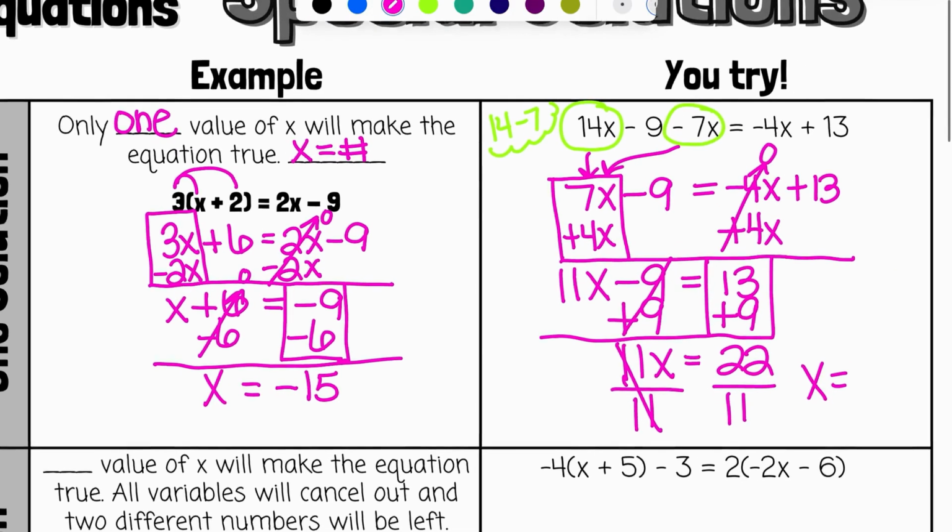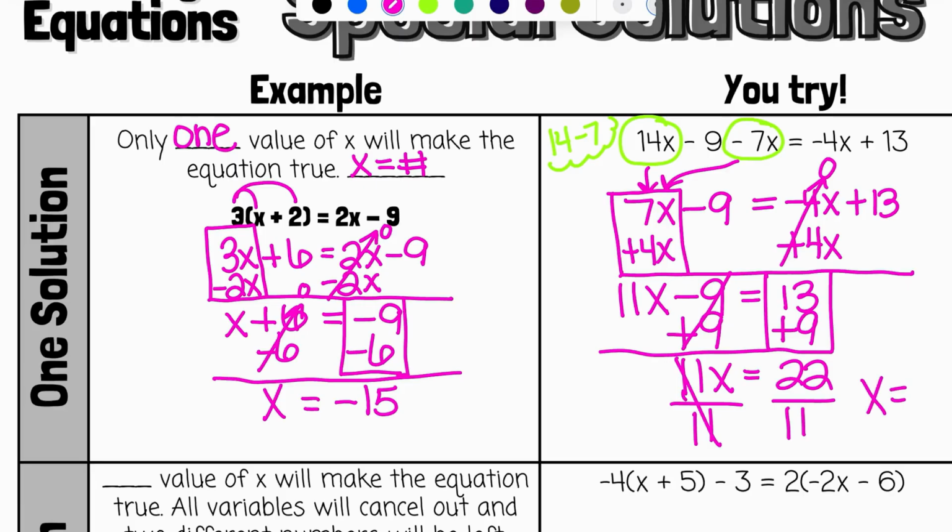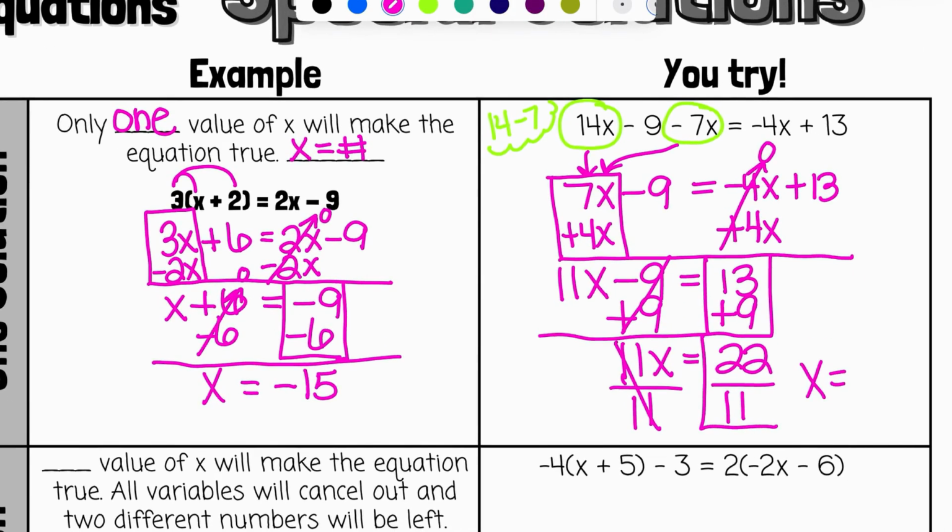11 divided by 11 gives me 1x, which is just x equals. And then calculate this box, 22 divided by 11 equals 2. So hopefully you got x equals 2 when you gave it a try. All right, so that's kind of a review of the other multi-step equations that you probably already know how to solve. Let's talk about the special solutions.